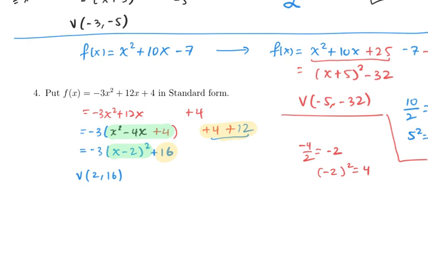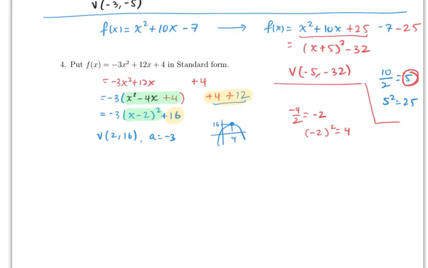So now, is this graph going up or going down? Down. Why? Because the number in front is negative. So remember, the value for A here is negative 3. So that means the graph is going down. The vertex is actually 2, 16, which means that this one has a maximum, and the maximum is 16. Okay? All right, any questions on that?